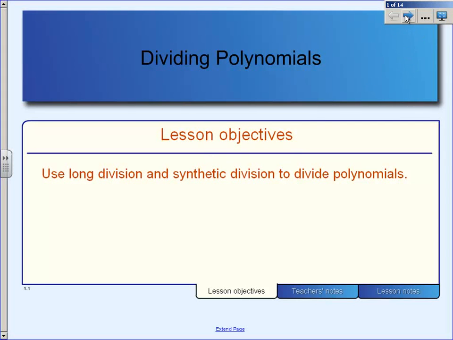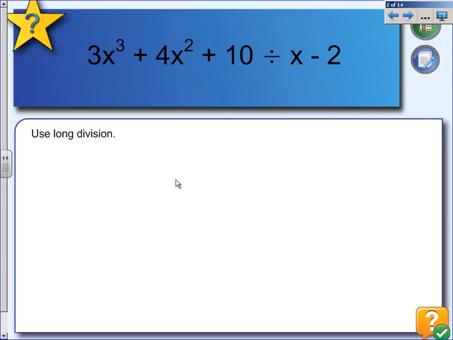Alright, so we're going to do dividing polynomials, and we're going to do long division first, because long division always works, but it's a pain in the rear end. Long division just looks like you learned in like 4th grade, I think.